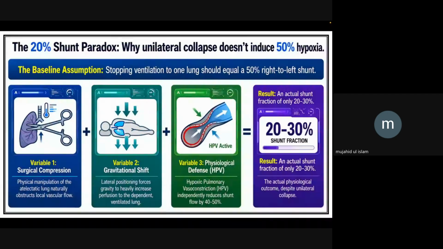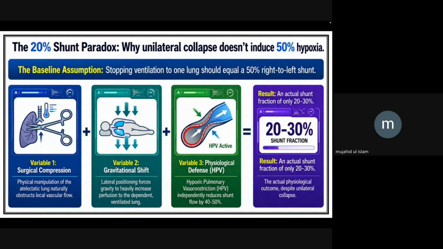The first is surgical compression. Manipulation and compression of the collapsed lung mechanically reduce blood flow through that lung, limiting perfusion to non-ventilated alveoli. The second is gravitational shift. In the lateral decubitus position, gravity diverts more pulmonary blood flow toward the dependent ventilated lung, improving ventilation perfusion matching.